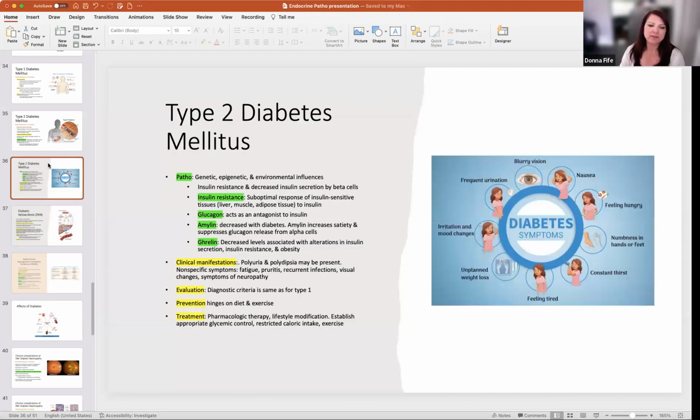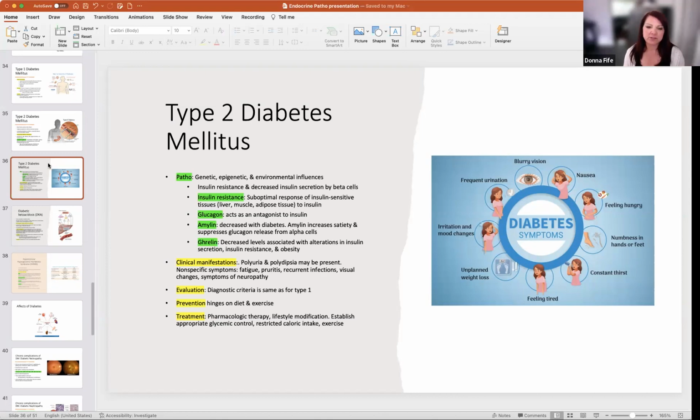More on type 2 diabetes pathophysiology: there are genetic, epigenetic, and environmental influences, insulin resistance, and decreased insulin secretion by the beta cells. Insulin resistance is a suboptimal response of insulin-sensitive tissues in the liver, muscles, and adipose tissue to insulin. Glucagon acts as an antagonist to insulin. Amylin is decreased with diabetes, and amylin increases satiety and suppresses glucagon release from the alpha cells. Ghrelin levels are decreased, associated with alterations in insulin secretion, insulin resistance, and obesity.